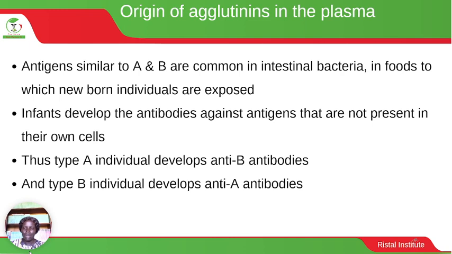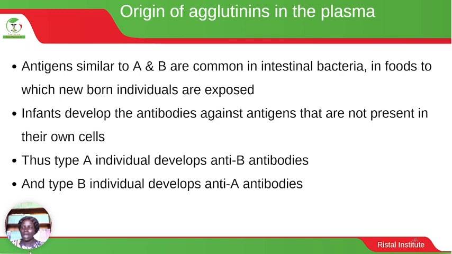If you can remember when we talked about phagocytosis and how the body is being defended, then you will understand very well that the body will react in case the antigen enters for the first time. So infants develop antibodies against antigens that are not present in their own cells. Thus, a type A individual develops anti-B antibodies, and a type B individual develops anti-A antibodies.